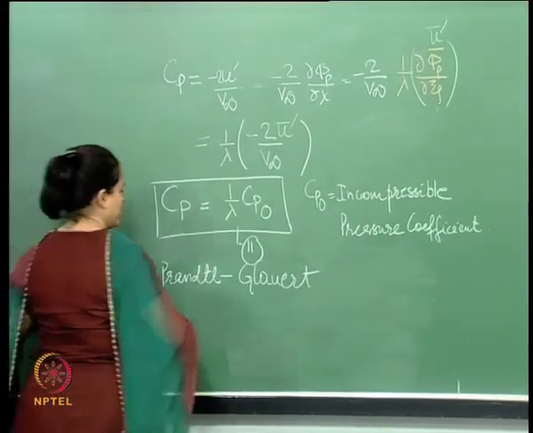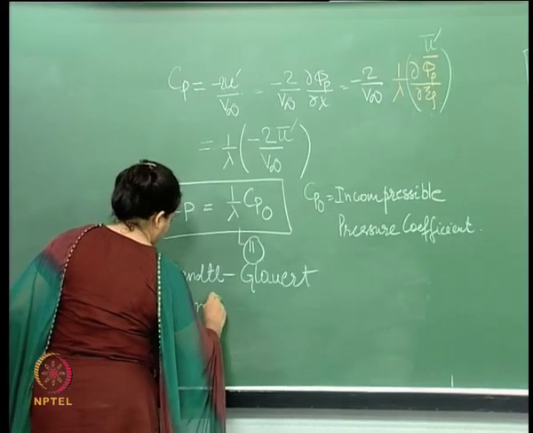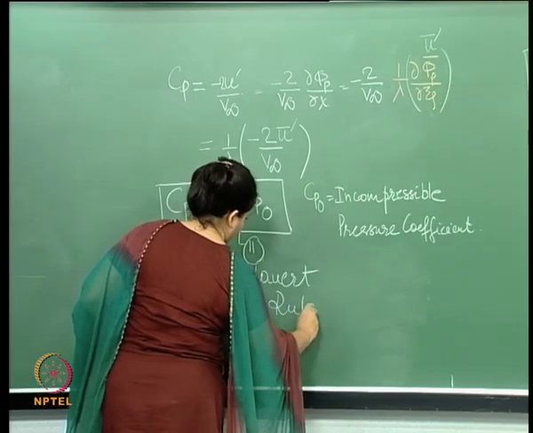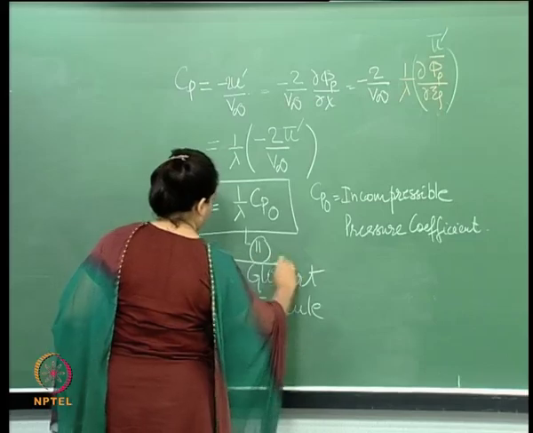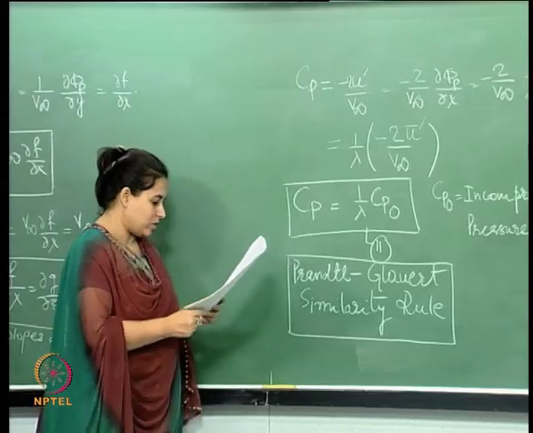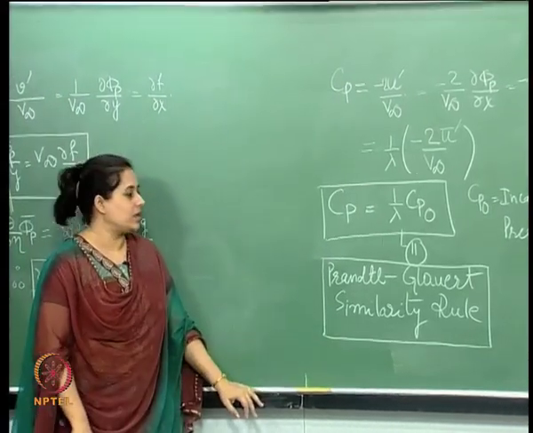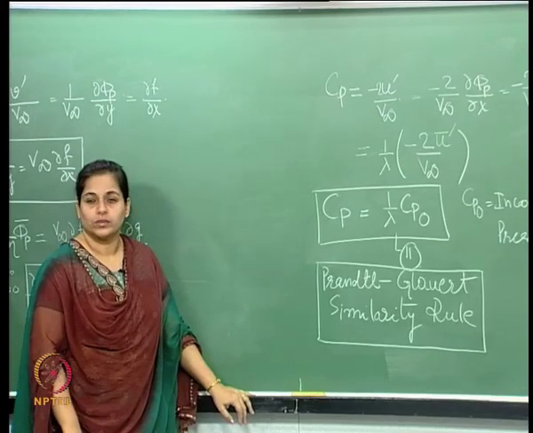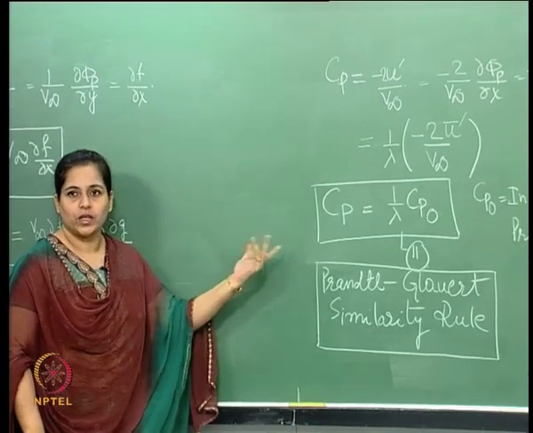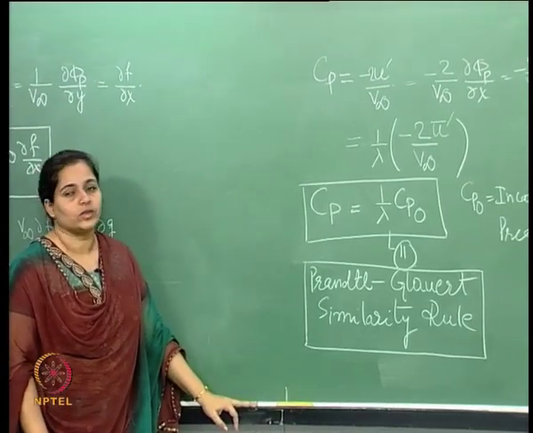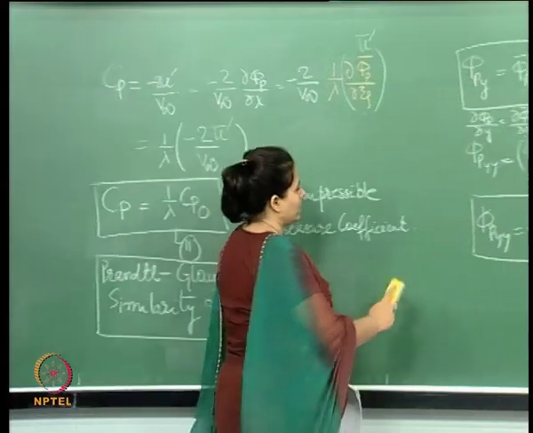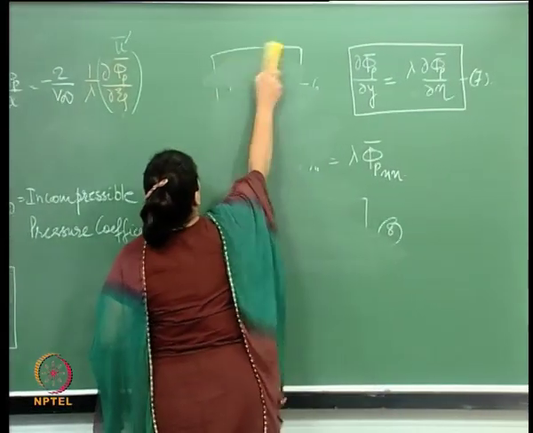so Prandtl-Glauert, okay. So, essentially the Prandtl-Glauert similarity rule. Okay. So, this basically connects the Cp in the compressible and incompressible flow fields over the same body.